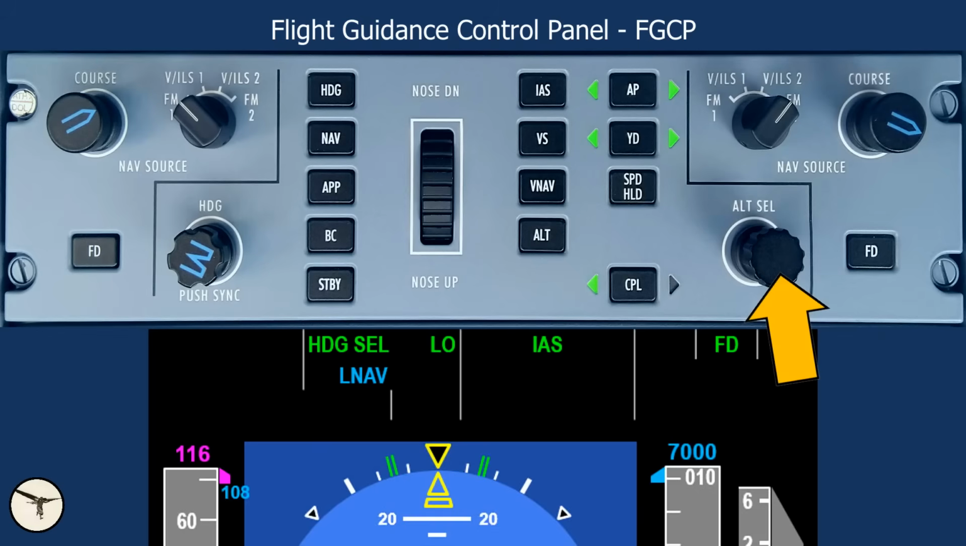The altitude select knob allows you to pre-select the altitude you intend to climb to or descend to. The pre-selected altitude is displayed in cyan on the top of the altimeter on the PFD and as a bug on the altimeter scale. When the aircraft begins climbing or descending towards the selected altitude, altitude select mode is automatically armed. However, if the aircraft is climbing or descending away from the selected altitude, altitude select mode will not be armed.